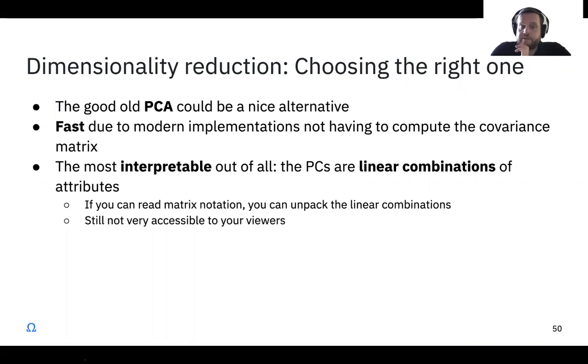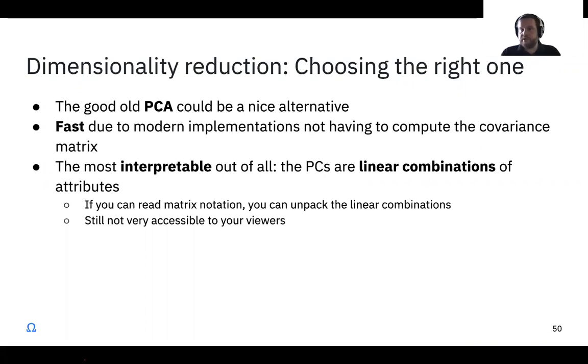It's very fast, because the modern implementations do not have to compute the covariance matrix, which used to be the performance bottleneck. And PCA is the most interpretable out of all, because the principal components, if you look deeper into it, are actually linear combinations of attributes. So if you can read matrix notation, if you can kind of write the linear combinations in a polynomial, you can unpack what the individual axes are.